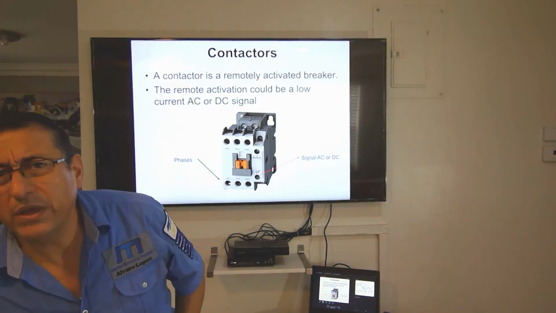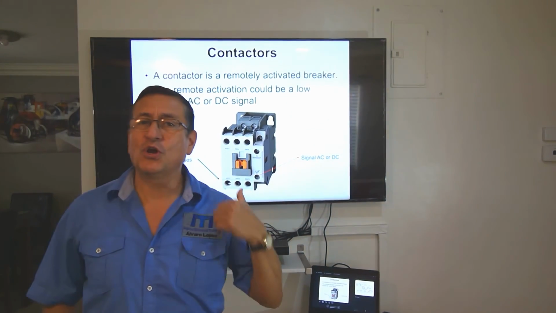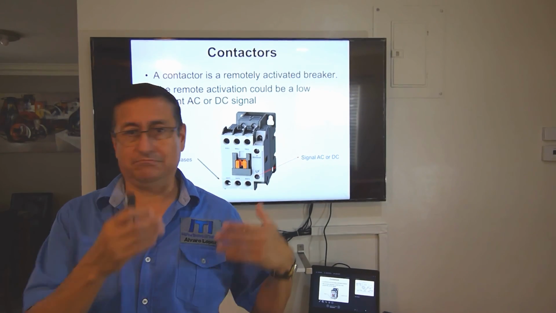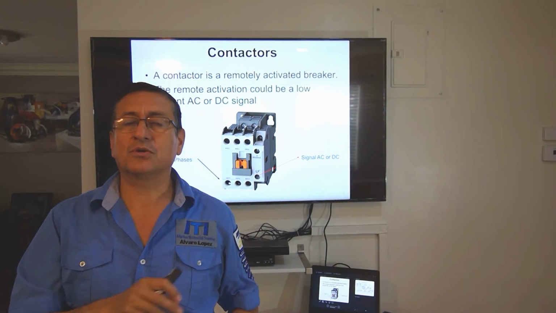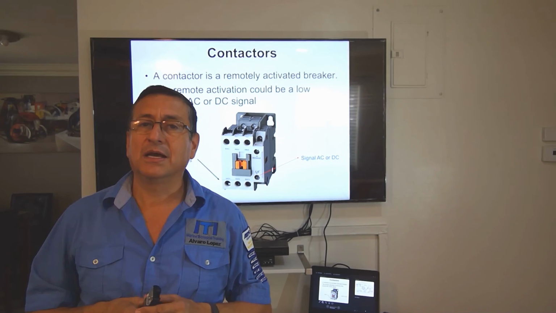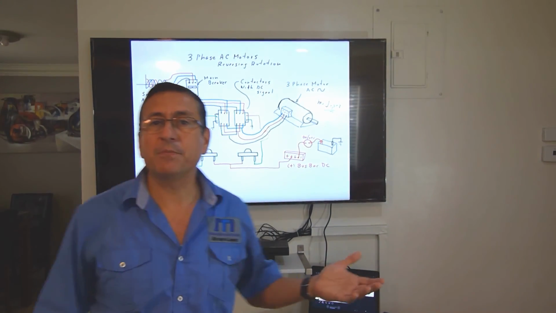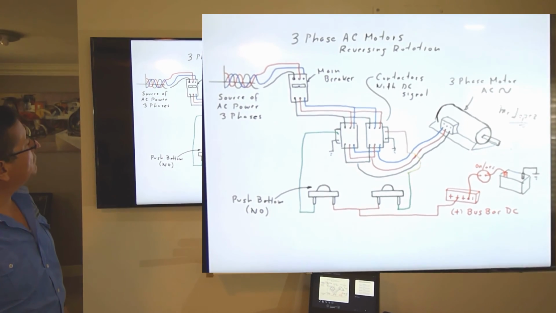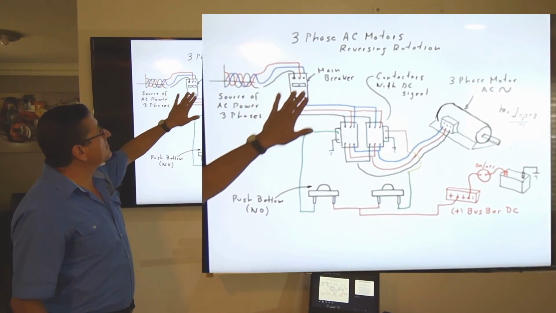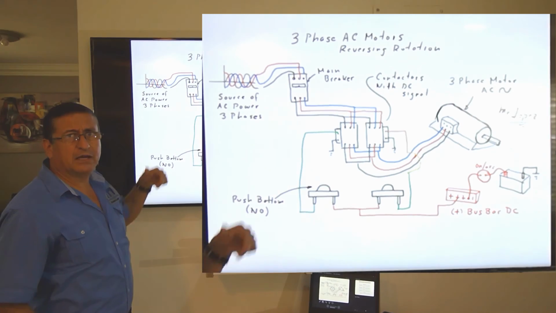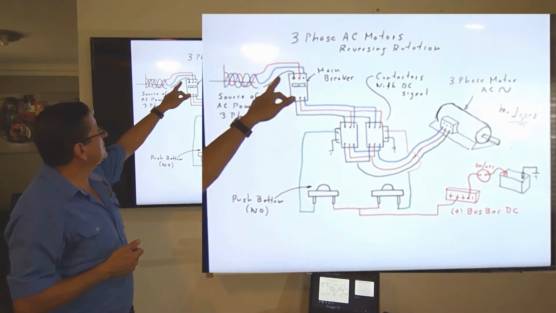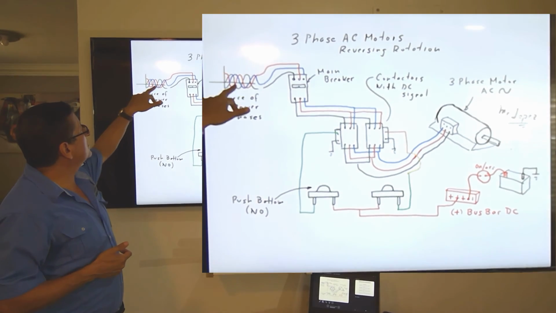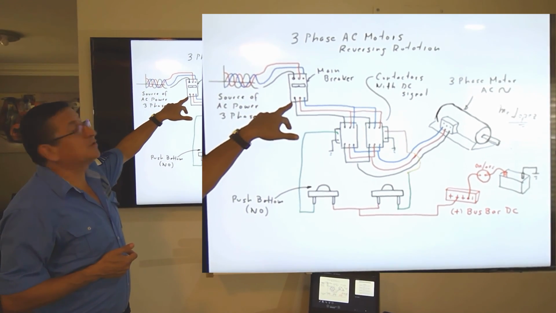How can we install those contactors? How is the wiring to connect a 3-phase motor with the contactors in order to reverse the rotation? I have a schematic that I prepared for you. In this schematic, I have the main breaker, the main breaker that you have in your AC panel. And this is the AC power, coming from the source of the power, 3 phases. And this is the output of the main breaker.